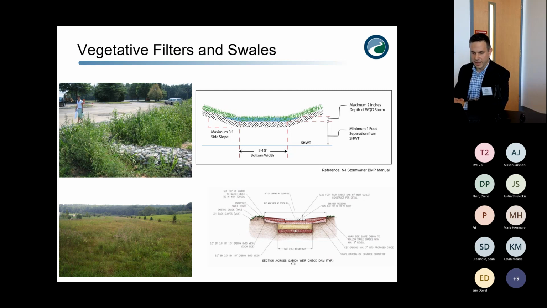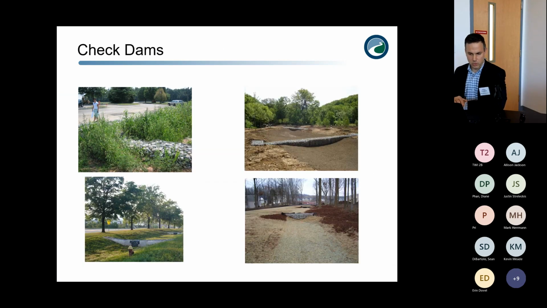On the bottom right is just an example of a detail for a check dam using gabions in order to slow down that runoff. And these are just some more examples of check dams that we've used over the years in different applications. Again, in these vegetated conveyances, they really give the water a chance to retain in those BMPs, infiltrate, and reduce flows and volumes downstream.